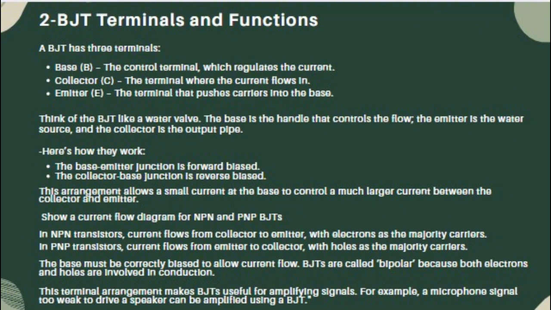Here is how they work. The base-emitter junction is forward biased. The collector-base junction is reverse biased. This arrangement allows a small current at the base to control a much larger current between the collector and emitter. Show a current flow diagram for NPN and PNP.